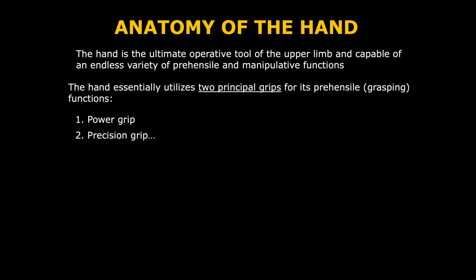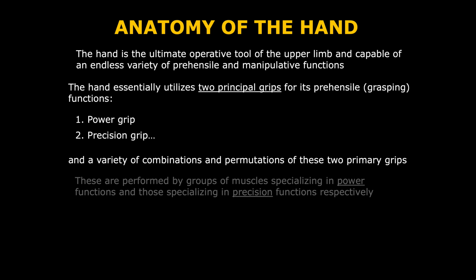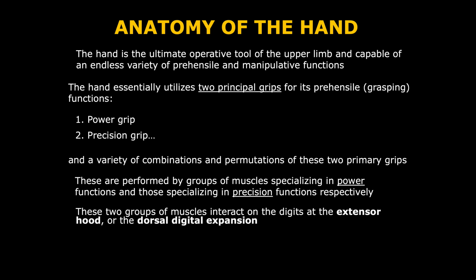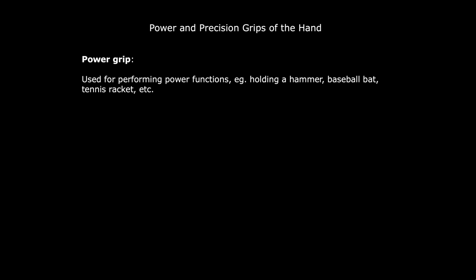There is a little activity which helps you understand how power and precision are closely associated. There's a variety of combinations of these two primary grips, and we'll be looking into these. These are possible because we have the dorsal digital expansion, and we can see the extensor hood and how it is associated with this type of movements.